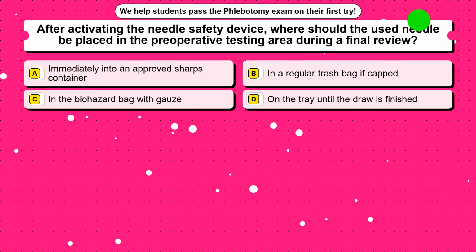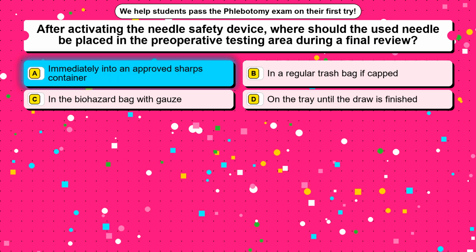Question 13. After activating the needle safety device, where should the used needle be placed in the preoperative testing area during a final review? Option A. Immediately into an approved sharps container. Option B. In a regular trash bag if capped. Option C. In the biohazard bag with gauze. Option D. On the tray until the draw is finished.